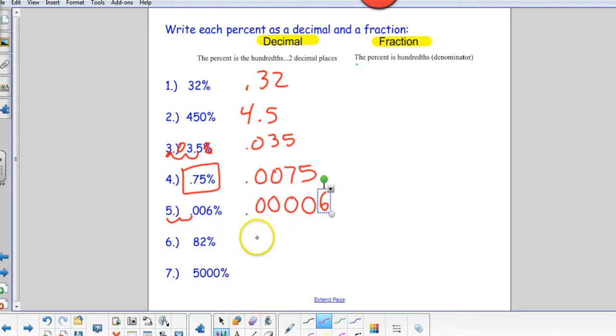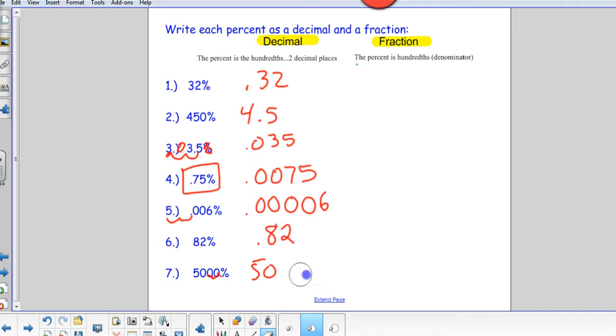82% is going to be 0.82, or 82 hundredths. And 5,000%, the decimal point in the percent would be right there. So if we move it 2 places, it's really 50. Or 5,000 hundredths, 5,000 over 100. 5,000 that ends in the hundredths place would be 50.00. Clearly, I wouldn't write the 00. So it's just 50.